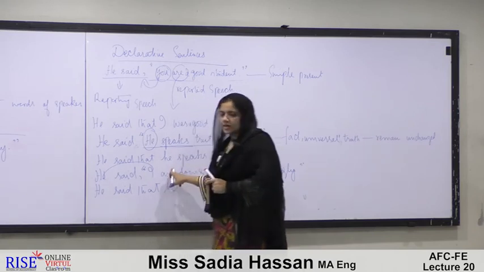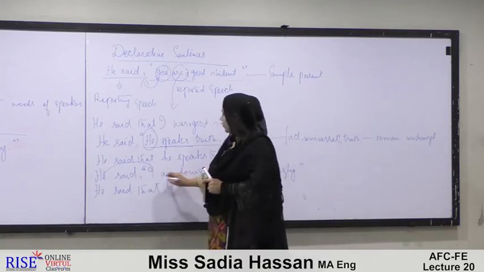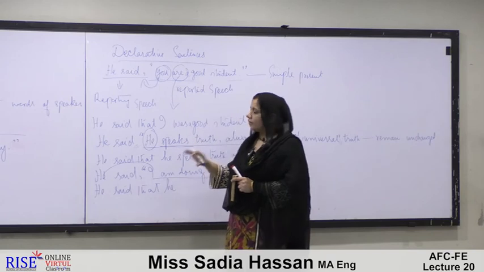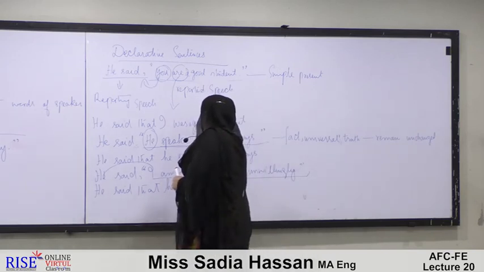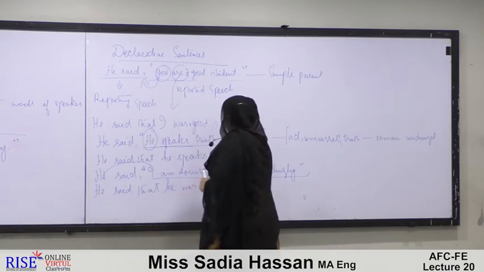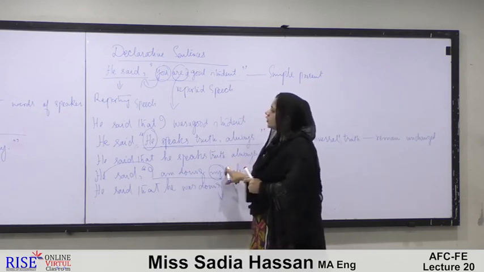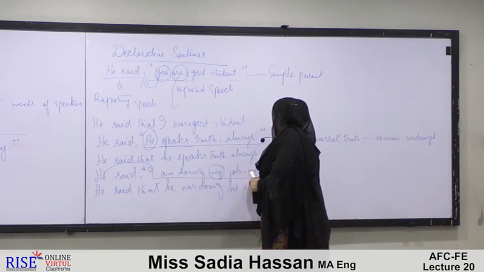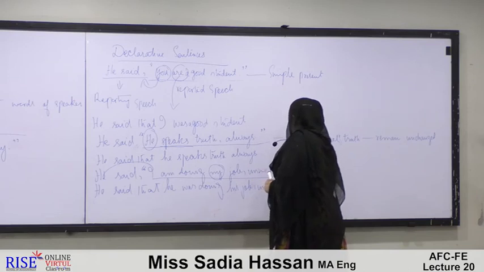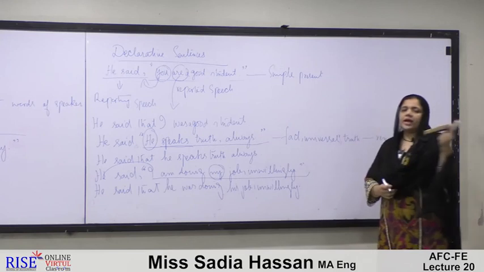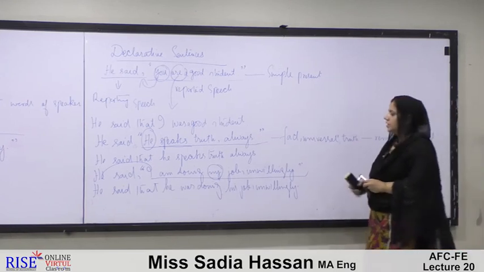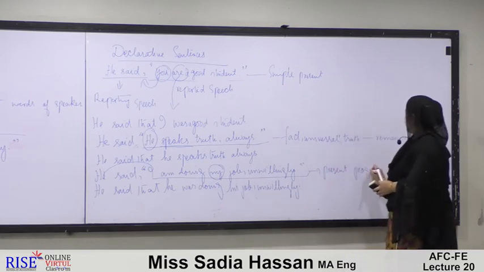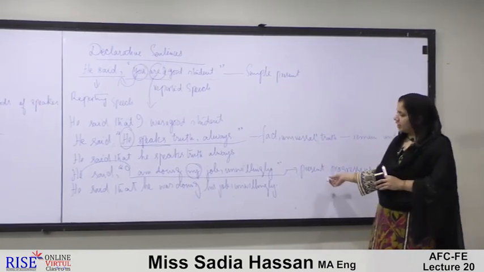Is, am, are change into was, were. Or on the whole, if we find out the tense of this sentence, we see this is present progressive. So on the whole, we could change it into past progressive. That he was doing. This is the possessive case of the pronoun. First person is going to change into the possessive case of the third person pronoun: doing his job. "Unwillingly" remains unchanged. That he was doing his job unwillingly. This is how present progressive has been changed to past progressive.